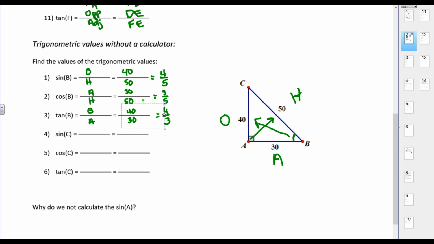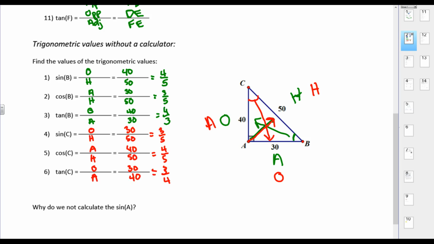Now, I want you guys to do the exact same analysis for angle C. Keeping in mind that for angle C, this is my opposite side, this is still the hypotenuse, and this is my adjacent side. So go ahead, guys, and do this for angle C. And go ahead and check your answer.